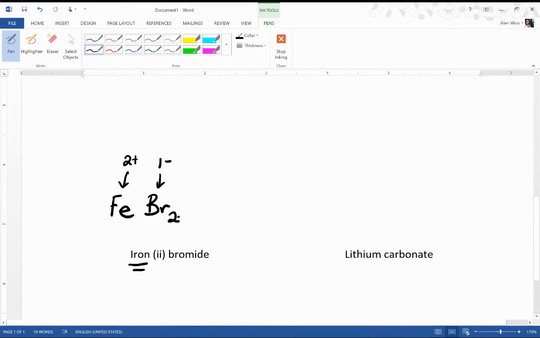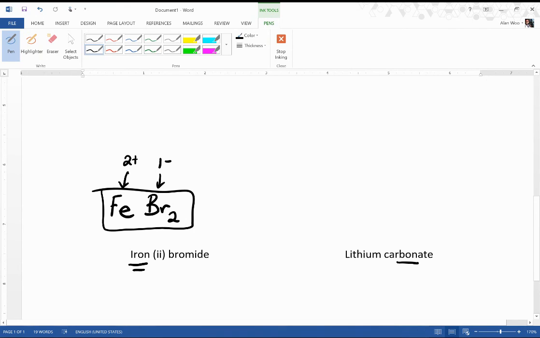So we put a subscript 2. The subscript 2 will tell us that we have 2 bromine atoms. We normally don't write in the 1 for iron, so we can just leave it. So your final formula for this is just FeBr2. Let's look at one that has a complex ion.